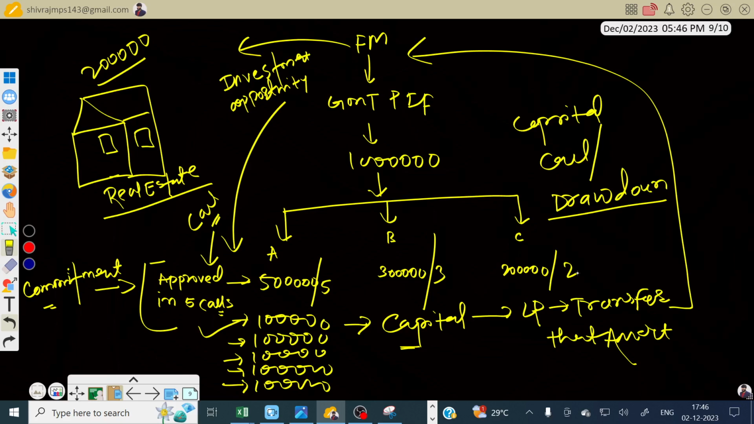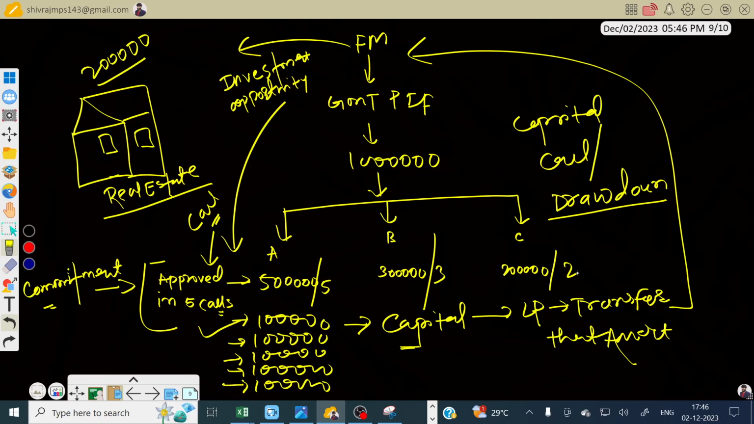Yeah. Now, see, if you replicate this with a credit card, it will be easy. Take the same example. When you apply for a credit card, is the company transferring any money to you? No, only the credit card, right? Yeah. The same thing happens here as well.